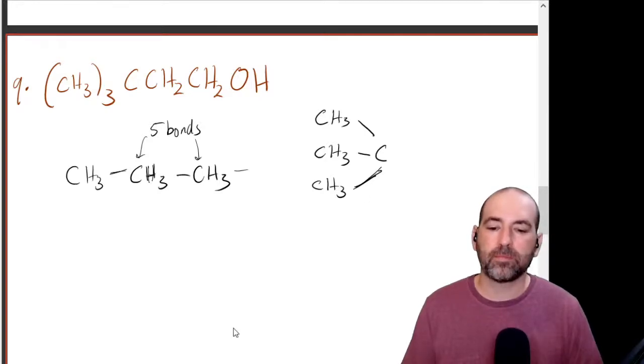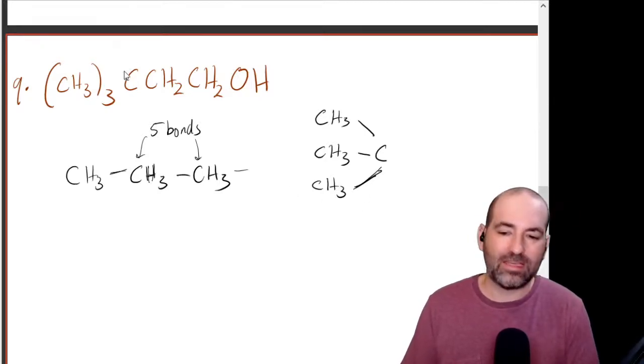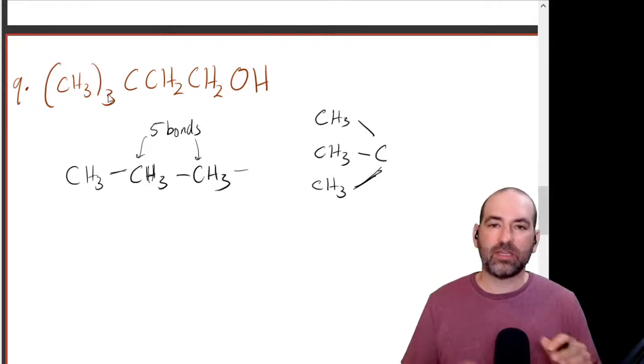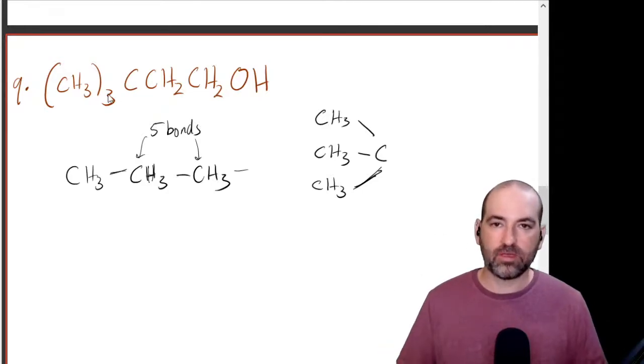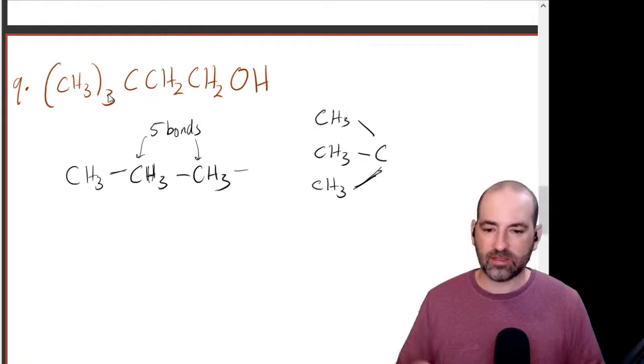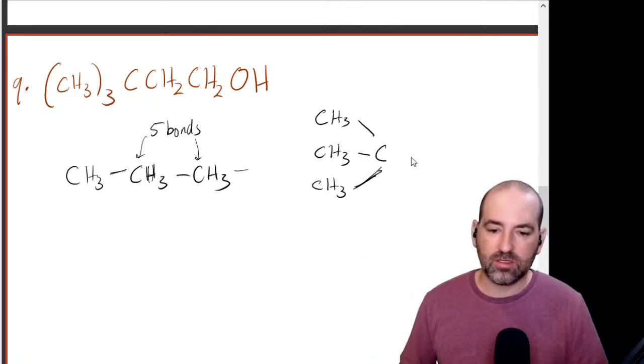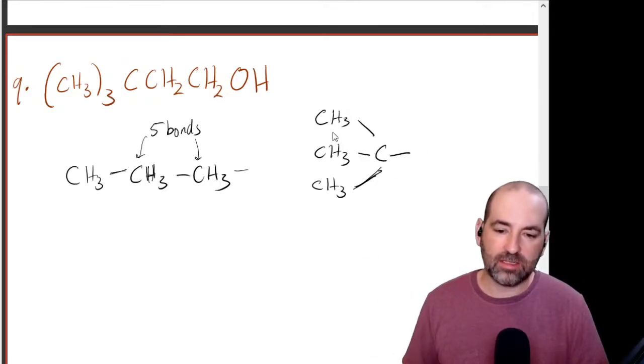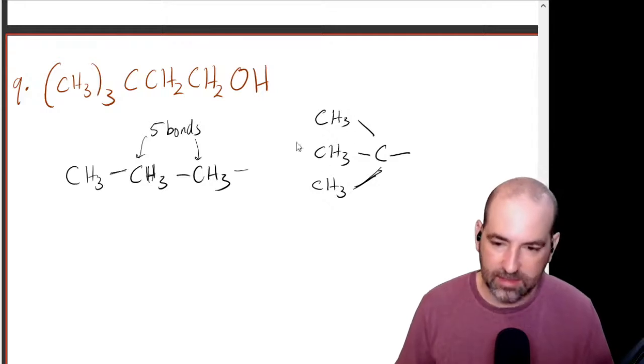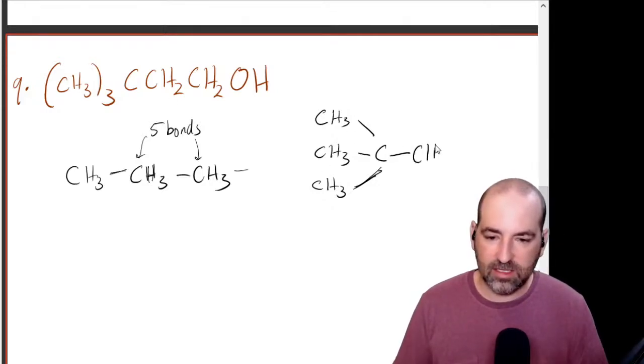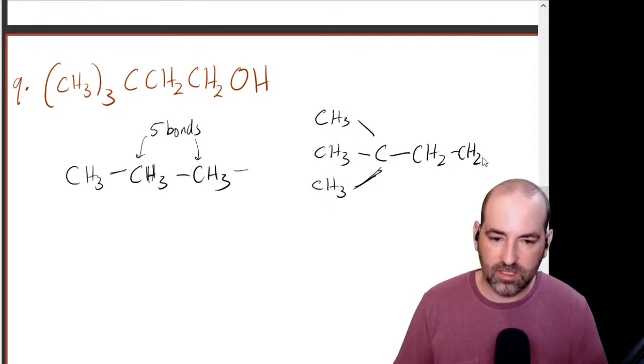Like that. Because then we've got this bare C here, which tells us that it has to be connected to 4 other carbons because there's no H's or anything else written there. So that C, in order to have 4 bonds, is connected to the 3 CH3 carbons, and then it's connected to the CH2, CH2, and the OH.